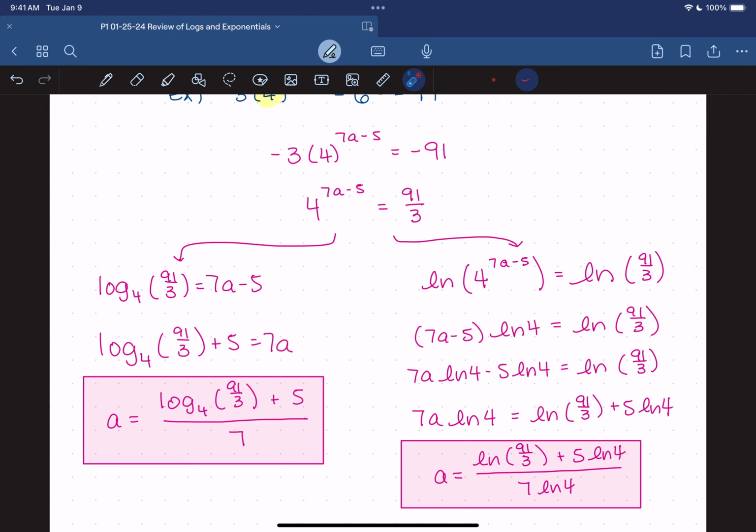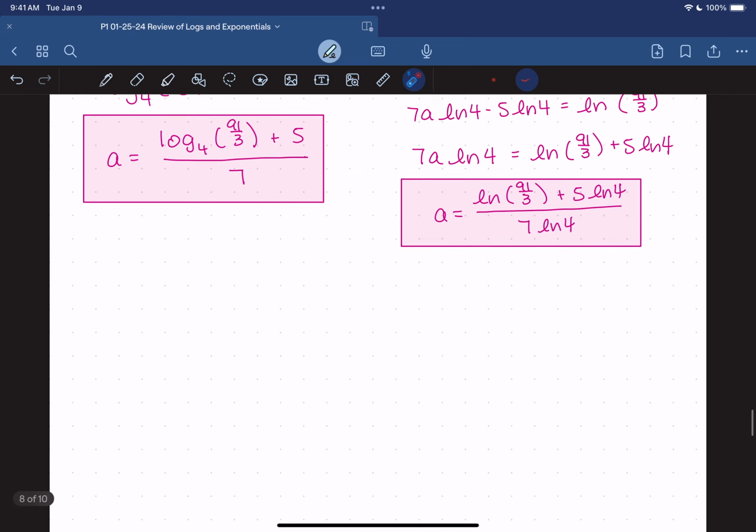But if it's not a multiple choice question, then your choice. You do it either way. So, all right, that's solving exponential equations. Now let's take a look at solving log equations.